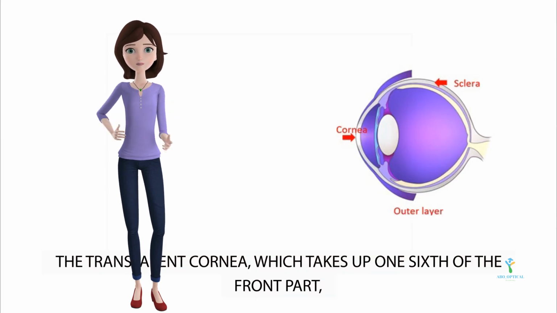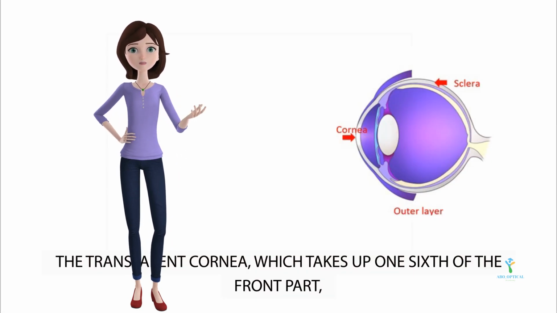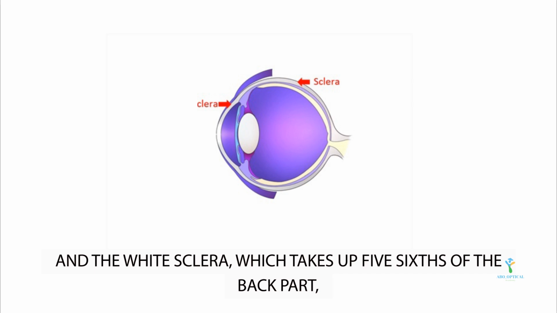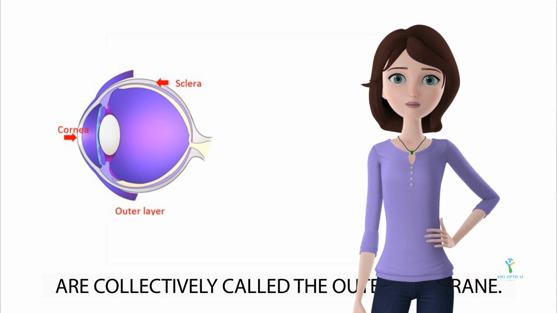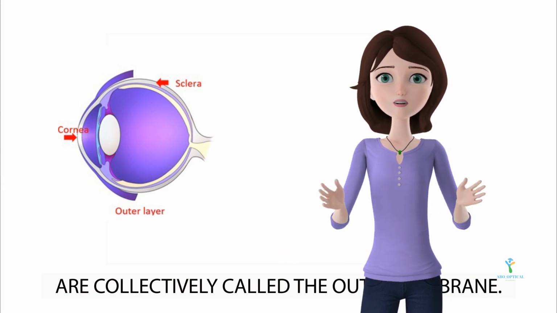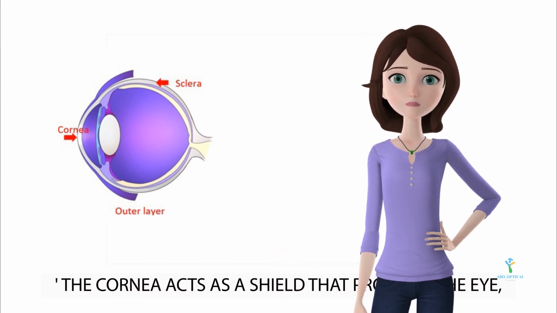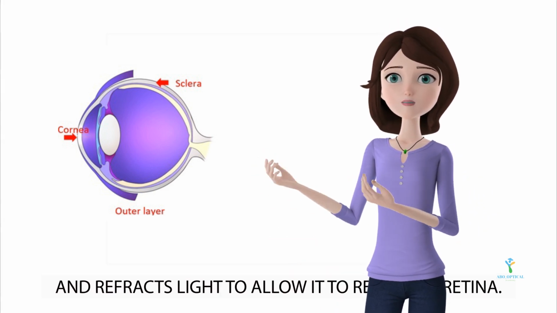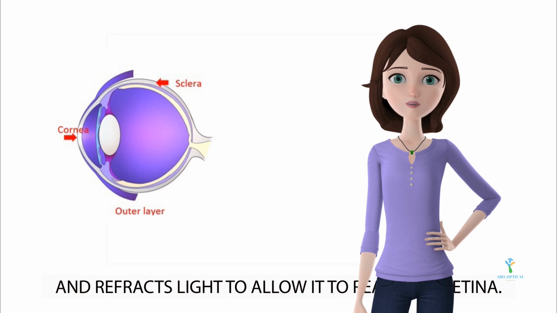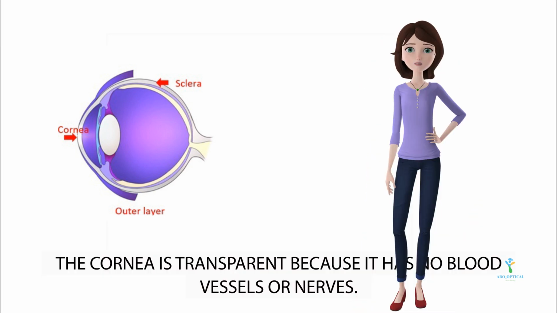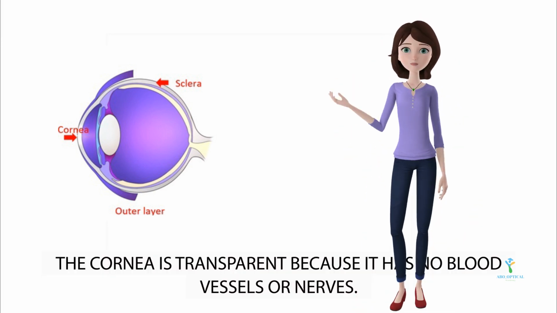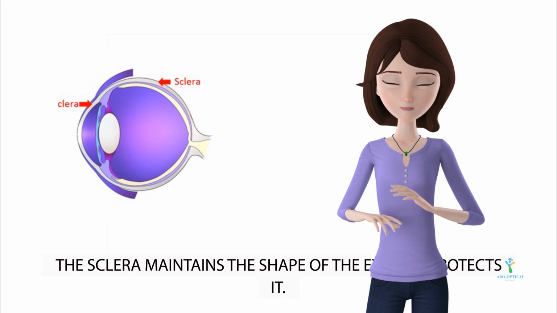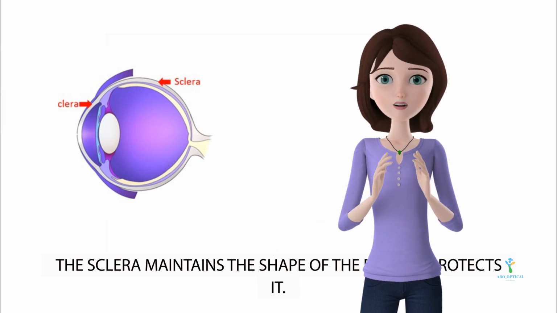The transparent cornea, which takes up 1/6 of the front part, and the white sclera, which takes up 5/6 of the back part, are collectively called the outer membrane. The cornea acts as a shield that protects the eye, and refracts light to allow it to reach the retina. The cornea is transparent because it has no blood vessels or nerves. The sclera maintains the shape of the eye and protects it.